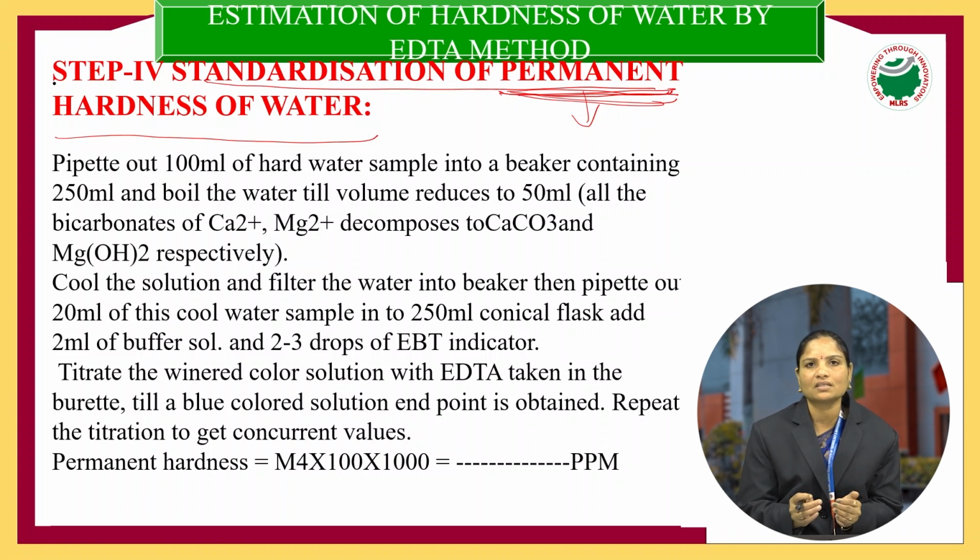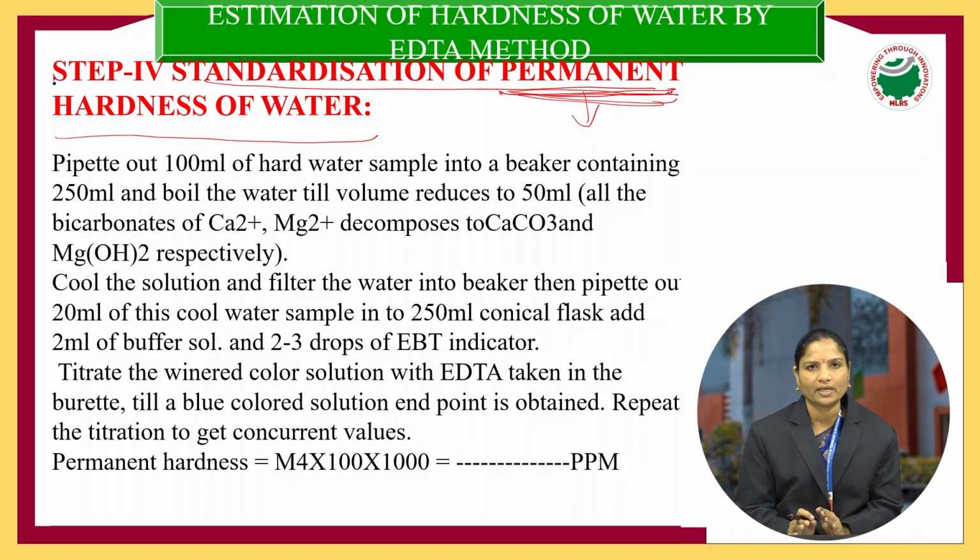So that is the reason we have to remove the temporary hardness causing salts by the boiling of water process. So 100 ml of water will decrease to 50 ml. Then that 50 ml of the solution will be taken out, and after that we have to filter, so that we get only the permanent hardness causing salts of our water. So in that hard water we have to find out the permanent hardness.